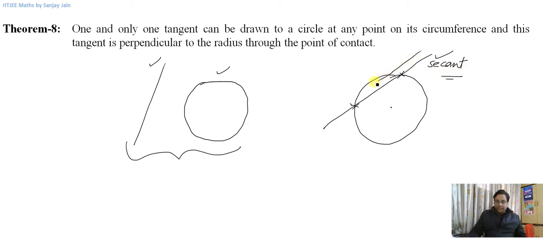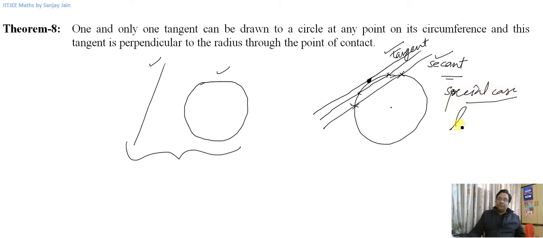Now, if I draw another secant parallel to it, this also cuts the circle at two different points. But when I reach here and try and draw another secant touching the circle at this point, this will touch the circle exactly at this point, only one point, and it is not a secant anymore, it is tangent to this circle. When the line touches the circle at exactly one point, this is known as the tangent of this circle. So it is a special case of a secant, or in other words, it is a limiting case of a secant.